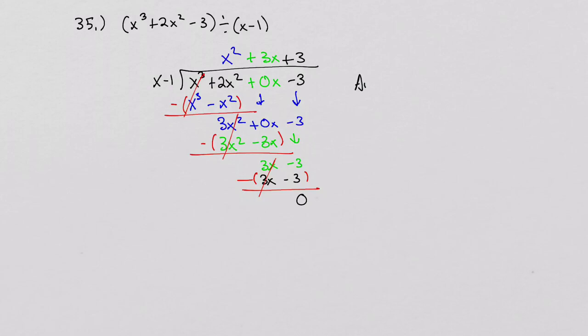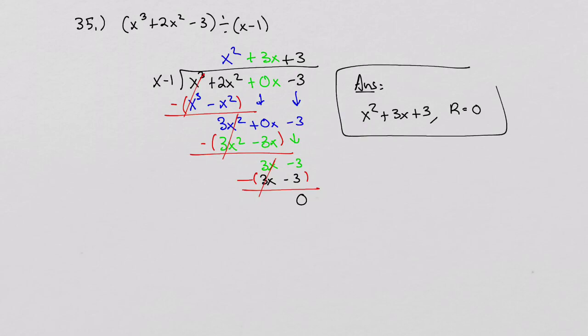So our answer here is x squared plus 3x plus 3 with a remainder of 0, but once again, if you just want to leave it as x squared plus 3x plus 3 and not write the remainder equals 0, you're totally fine. So, you could write this if you wanted to. But I think it's good practice to write the remainder of 0 there, just in case it doesn't have a remainder of 0.